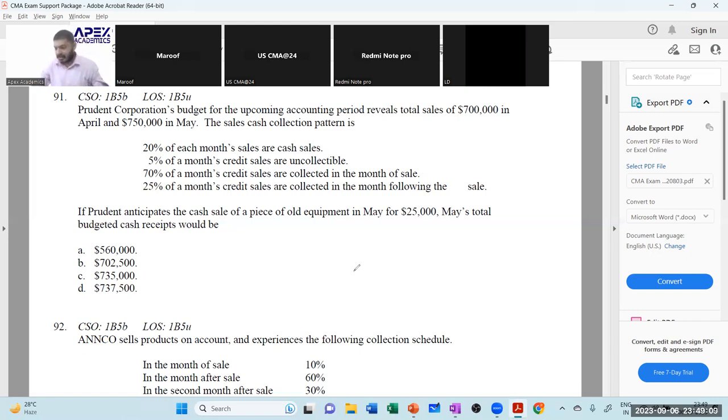Let us start calculating. Now, what are the sales over here? Sales are given for April. They are given 7 lakhs. Can I say that these can be broken down into cash and these can be broken down into credit?